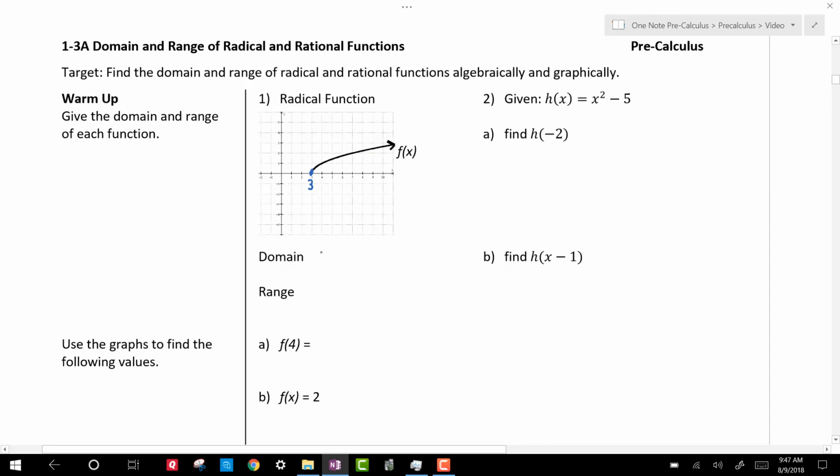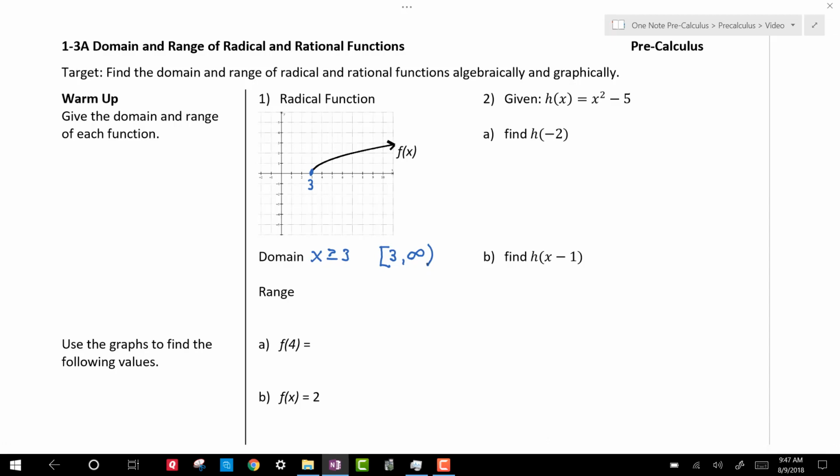So my domain here, we could do this a couple ways. We could say x is greater than or equal to 3. Or if you like the intervals, you would say 3 with a bracket, comma, infinity. But infinity gets a parenthesis because we don't touch infinity. So if you don't touch the number, you use a parenthesis.